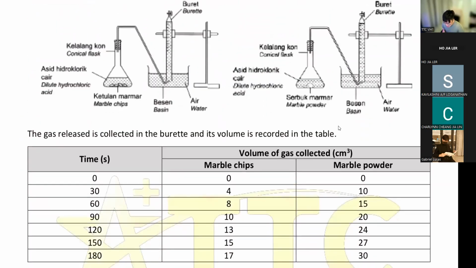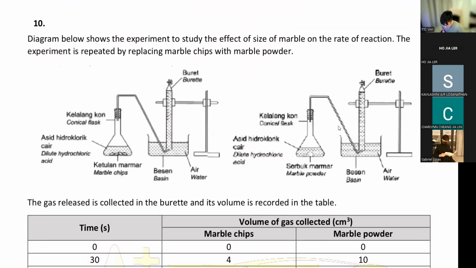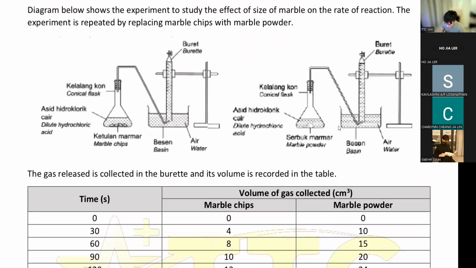All right, anyway, so let's look at number 10. This is the same thing, you see. One I use marble chip, one I use marble powder. So which set is faster? Set 1 or set 2? Which is faster? Chips or powder? Yes, powder, because this is smaller, right? Smaller, so they happen faster.